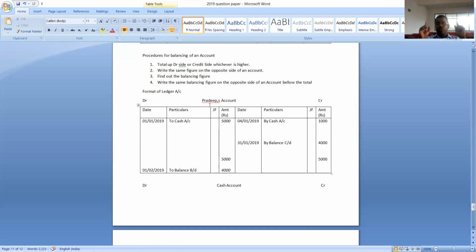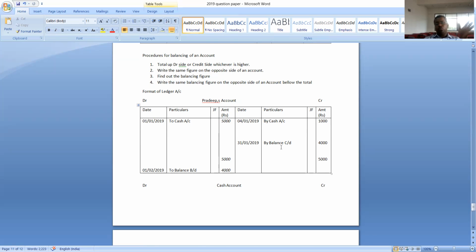Understood? And without fail, you should write the opening balance in the ledger account. Only finding the balancing figure and writing balance carried down is not enough. What is the next step? You should write the same balancing figure on the opposite side of the account below the total, and it will be the opening balance for the next month.